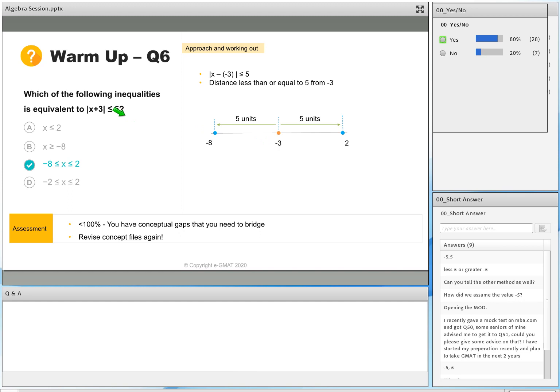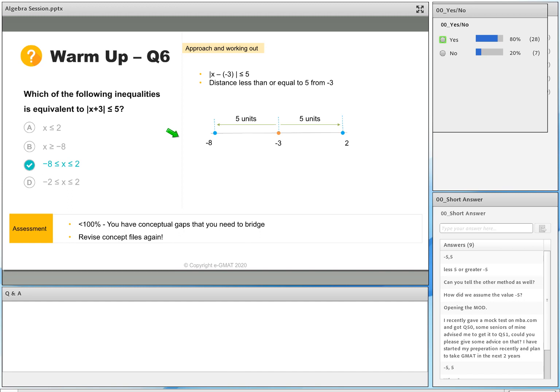Now here what's happening is that the distance from minus 3 is either 5 or less than that. Where is the distance 5 now? You go 5 units to the right or 5 units to the left, of course. Now when you go 5 units to the right, you reach 2. When you go 5 units to the left, you reach negative 8. So this is precisely where the distance is 5.